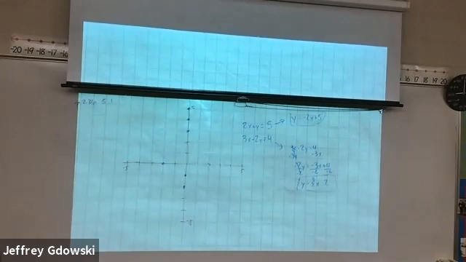Got the two equations in y equals mx plus b up there for you, just in case we're confused on that. We got to get those right, otherwise graphing does us no good.